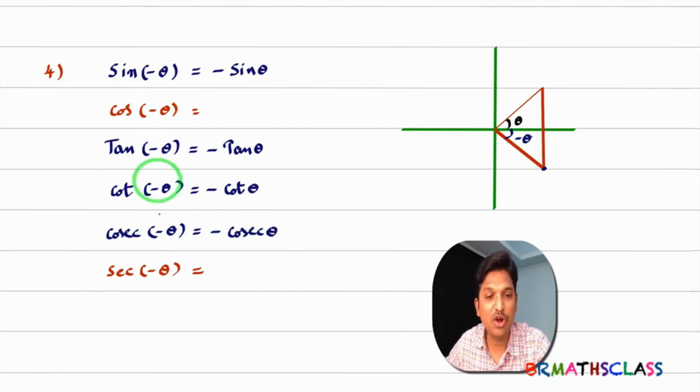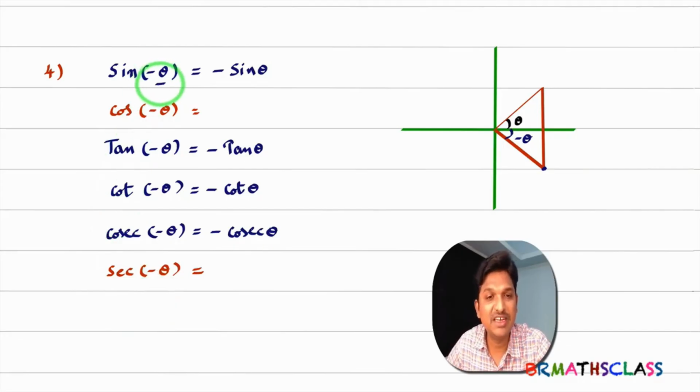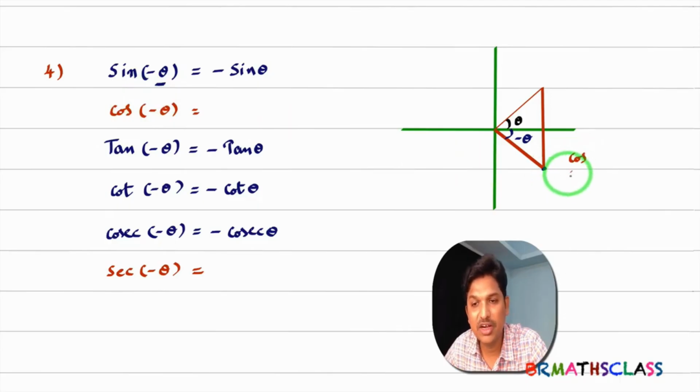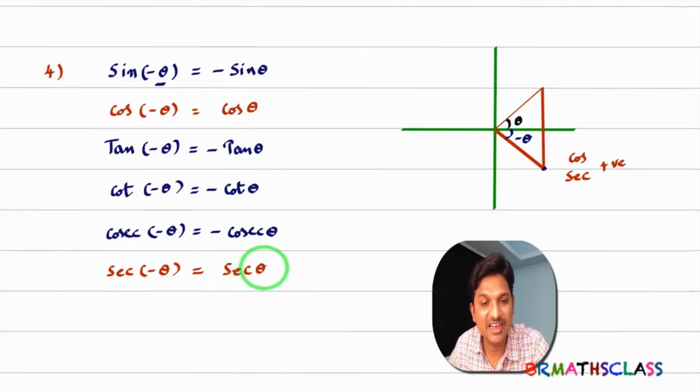You see here for cosecant I have written in red color. First point is this, minus theta. If theta is an acute angle, minus theta lies in the fourth quadrant. In the fourth quadrant, cos and secant are positive, remaining all are negative. That's why cos of minus theta is cos theta. Secant of minus theta is secant theta.